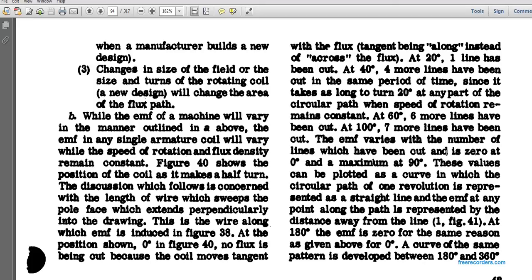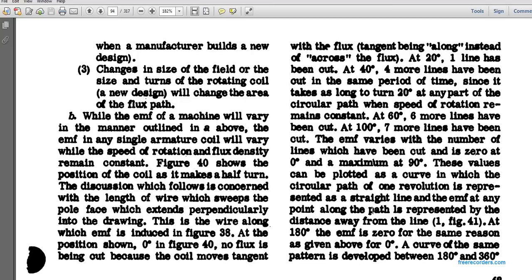The lines cut, from 0 degrees to a maximum at 90 degrees, the values can be plotted in a curve in which the circular path of one revolution is represented as a straight line. The EMF at any point is represented by the distance away from the line, as in figure 41.